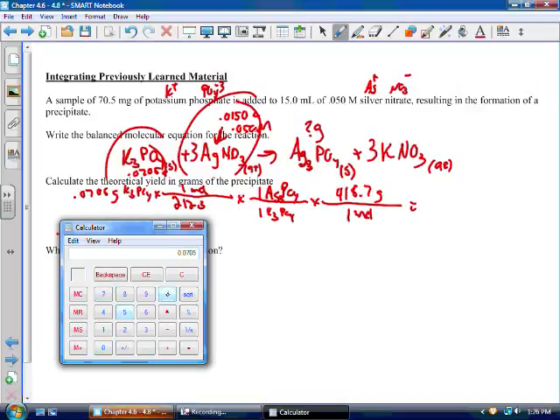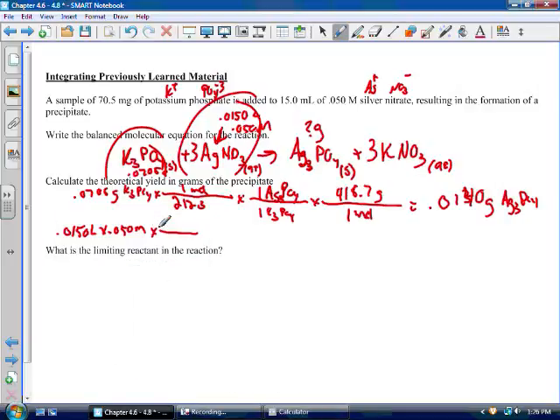So mathematically then, 0.0705 divided by 212.3 times 418.7 equals 0.013140 grams of Ag3PO4. So what that's saying is if potassium phosphate is the limiting reactant, that's how many grams we would form. Now let's go the other way.